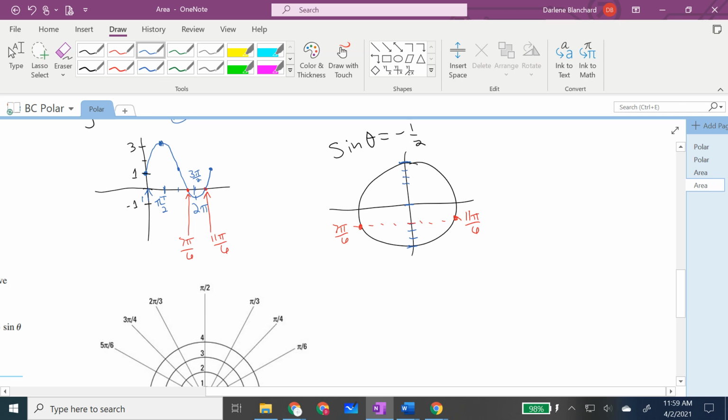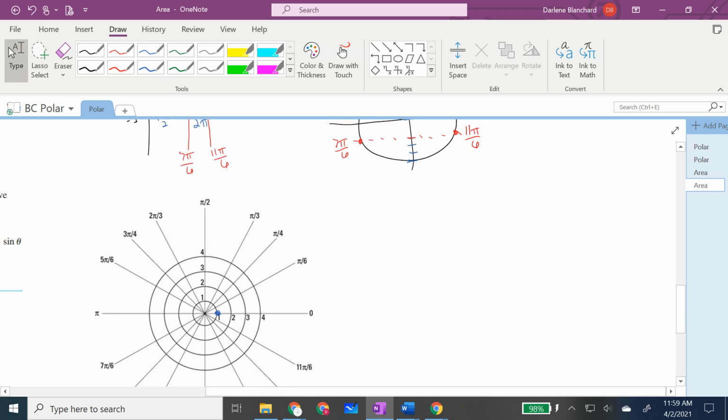At pi/2, my radius is 3. And then I come back to a radius of 1 when I hit pi. And then I want to realize that it will spiral out. Whee! And then it will symmetrically spiral back in. Whoa!